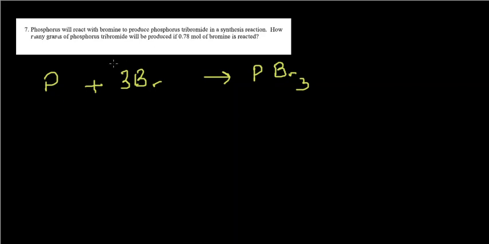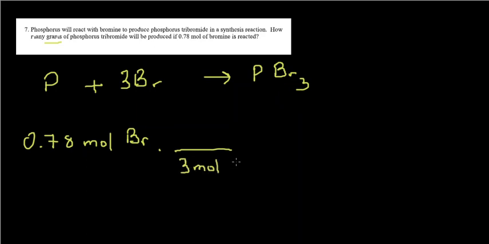Okay, so how many grams, this is very important, grams of phosphorus tribromide will be produced if 0.78 moles of bromine was reacted? Alright, so we have 0.78 moles of bromine. We're trying to go to phosphorus tribromide. So, for every 3 moles of bromine, we have 1 mole of phosphorus tribromide. And we're not done yet.